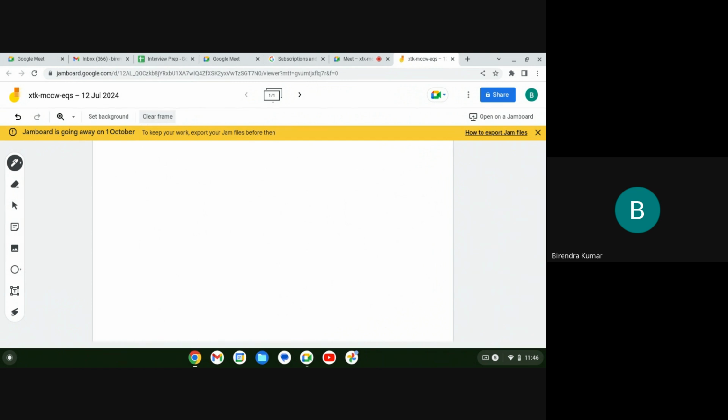Let's say you are given a triangle. Let's do an exercise. Let's draw a triangle. You have a ruler and a pen with you.